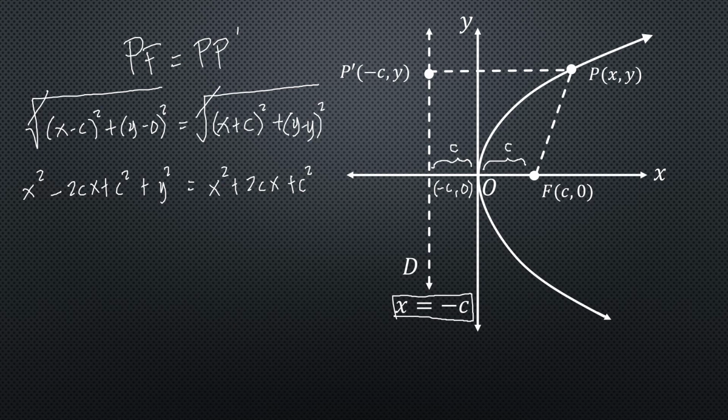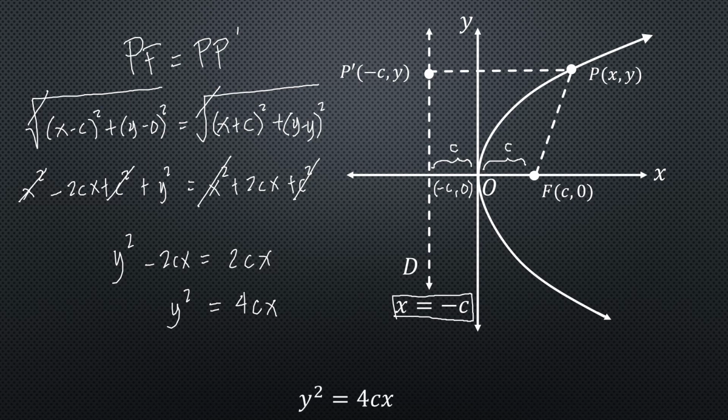Subtracting c squared from both sides of the resulting equation will have c squared minus c squared, that is 0. Also, subtracting x squared from both sides, we will have x squared minus x squared equals 0. Then we have y squared minus 2cx equals 2cx. Adding 2cx to both sides of the equation, we have y squared is equal to 4cx. Hence, if the parabola opens to the right and the vertex is at origin, the equation is y squared is equal to 4cx.